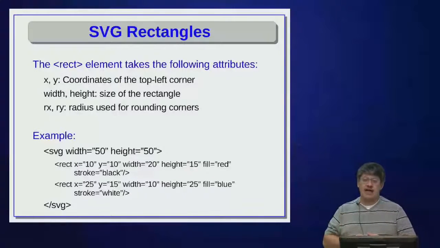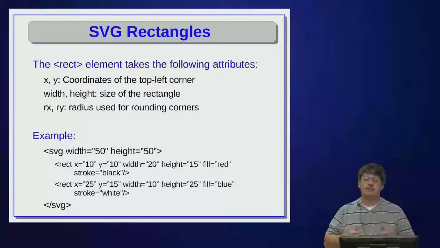Optionally, I can provide rounded corners for my rectangle. I can have a rounded rectangle. And if I want that, I specify Rx and Ry, which are the radius of the corners, the rounding. So Rx gives you the x radius, and Ry gives you the radius in the vertical dimension.